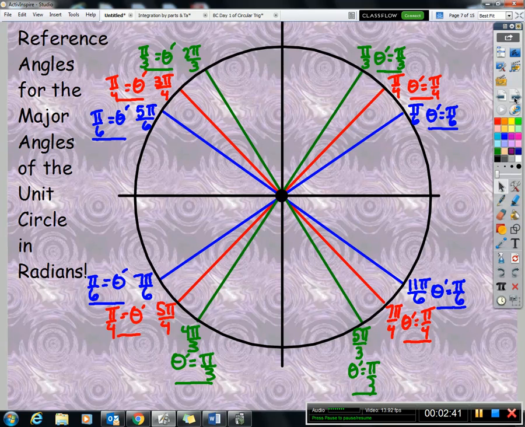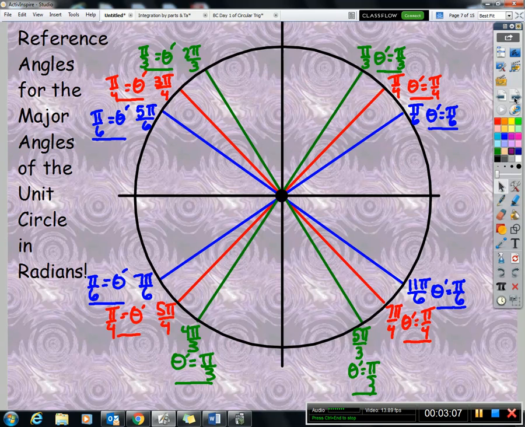Ditto for the red angles. 1, 3, 5, and 7 pi over 4 are your multiples of pi over 4 in the first go-round of the unit circle. They all have reference angles of pi over 4. Let me say again, any multiple of pi over 4 has a reference angle of pi over 4. Isn't that nice? You can just truncate to get the reference angle. You don't have to work hard at it.